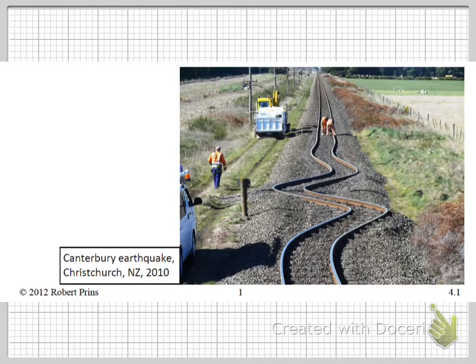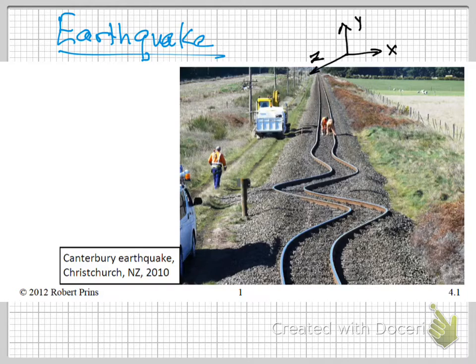This is another example of earthquake loading. Earthquake loading is random movement in all three dimensions. This particular image is interesting because the buckling occurred in a lateral action. Very little vertical movement or damage was seen here.